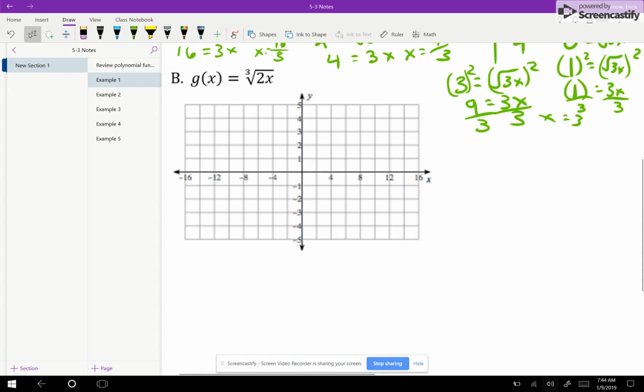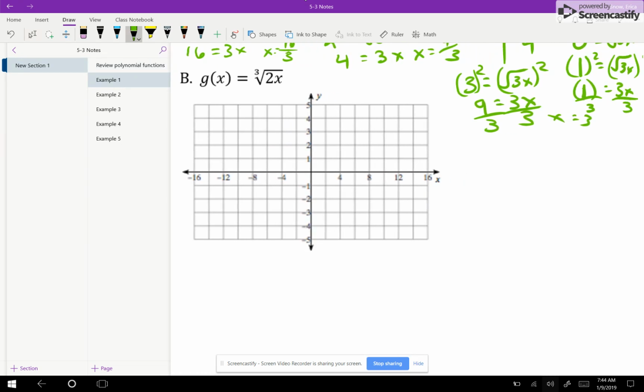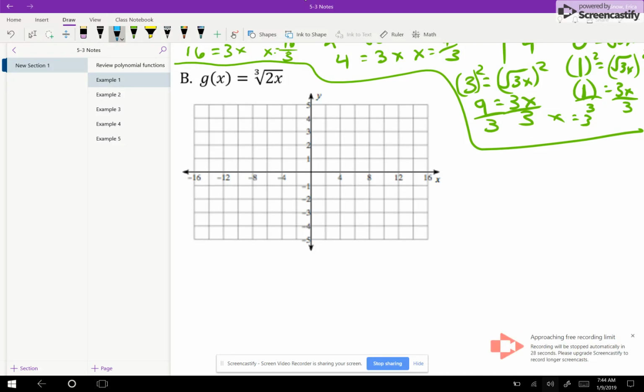Now let's look at B. So B is a cube root function. And again, I want to start by looking at our parent function. So our parent function is just y equals the cube root of x. So to do that, we need to think of perfect cubes. So 0 cubed is 0, 1 cubed is 1, 2 cubed is 8, and we're going to pause there and start with this one in a new video.